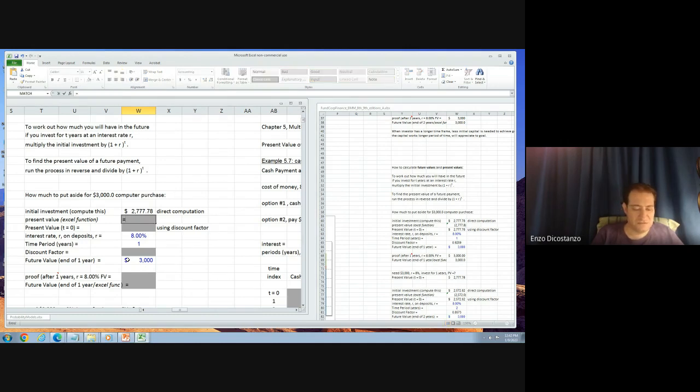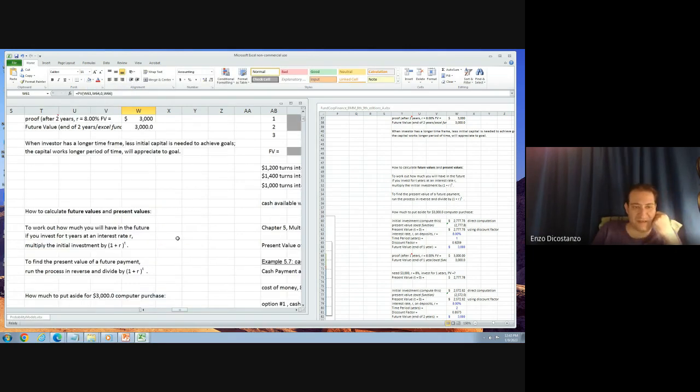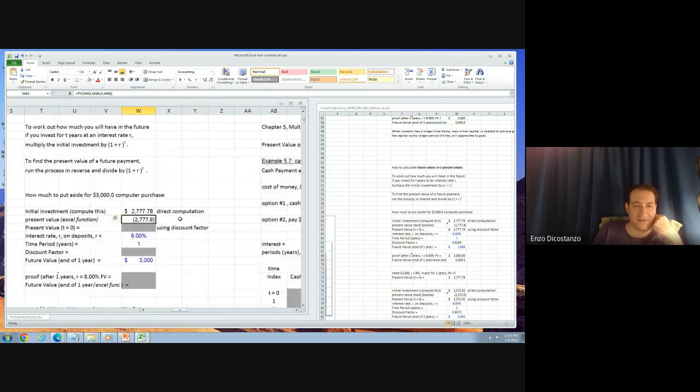Excel, right? Present value, parenthesis, 8%, a year, no payments, future value 3,000. Okay, so again, we keep getting the same number, so it's the same thing as we had up here. But there's a third way now. It says, you see using discount factor?